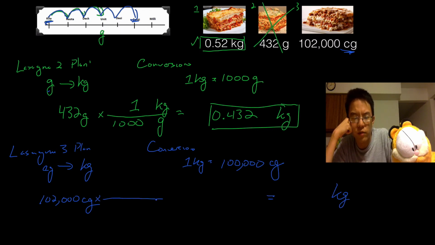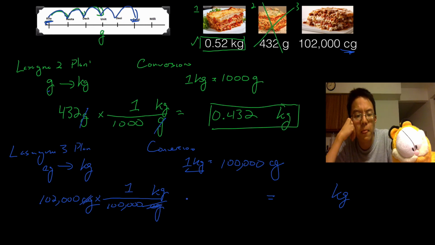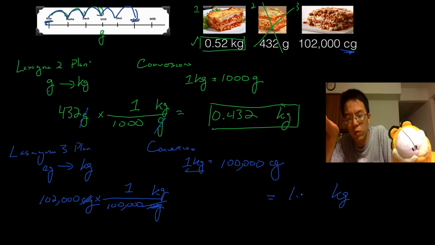So let's set up a conversion. What I want to cancel is the centigrams. I'm trying to get to the kilograms right over here. I know the centigrams will cancel. So I know I'm going to get a kilogram of lasagna out of this, and I've got my conversion here, so it tells me in 1 kilogram there are 100,000 centigrams. Okay, so I could do that. If I do the math, 102,000 divided by 100,000 gives me exactly 1.02 kilograms.